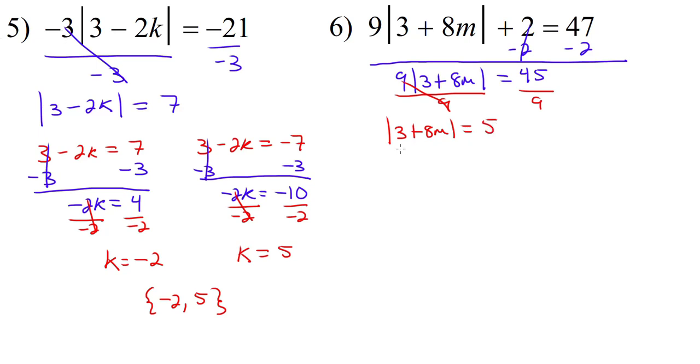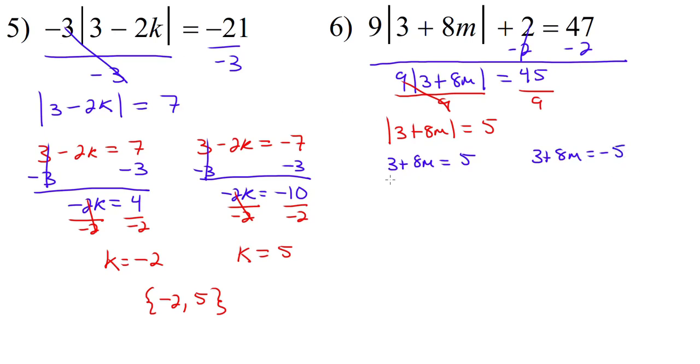So once again, if the absolute value of 3 plus 8m equals 5, that means 3 plus 8m either equals positive 5 or negative 5. So we write our two equations. The first one, 3 plus 8m equals positive 5. And the second one, 3 plus 8m equals negative 5.